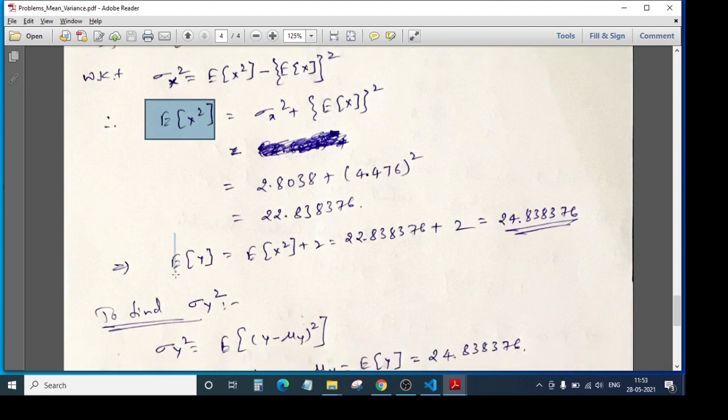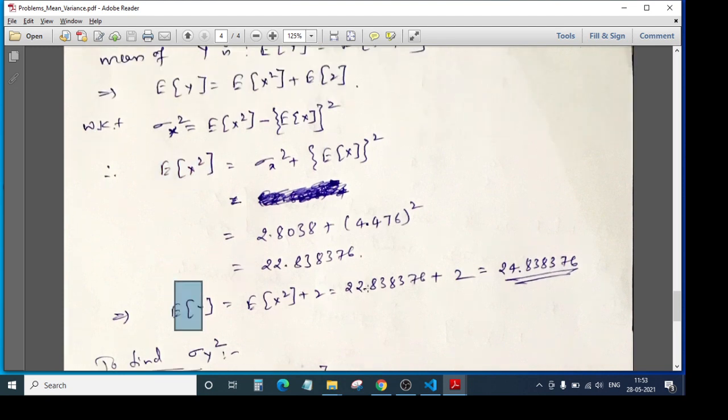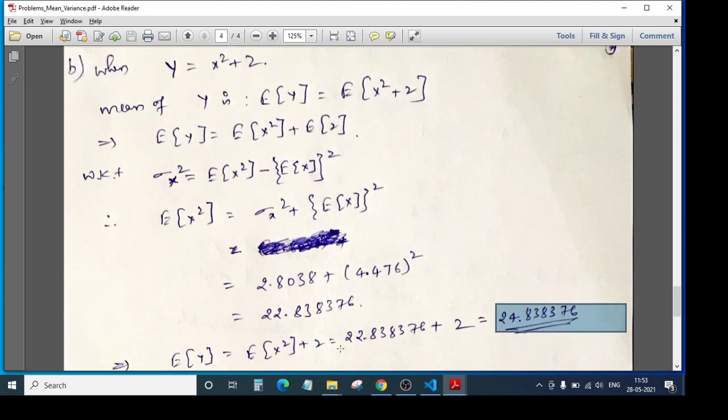Now E of y is nothing but what now? E of x square plus 2. So just add 2 to this. Okay, why E of x square plus 2? Because you can observe here, it is expectation of x square plus expectation of 2, as we know that expectation of any constant is the constant itself.